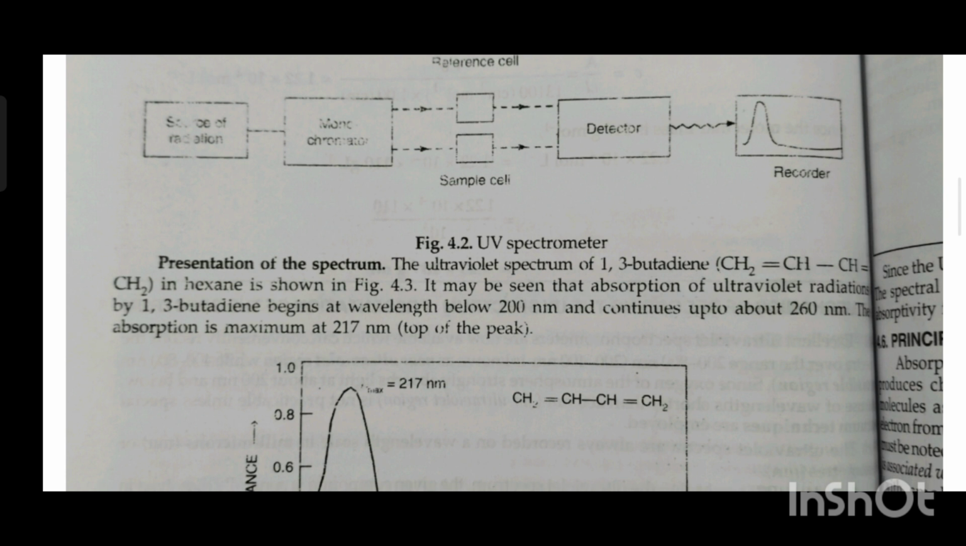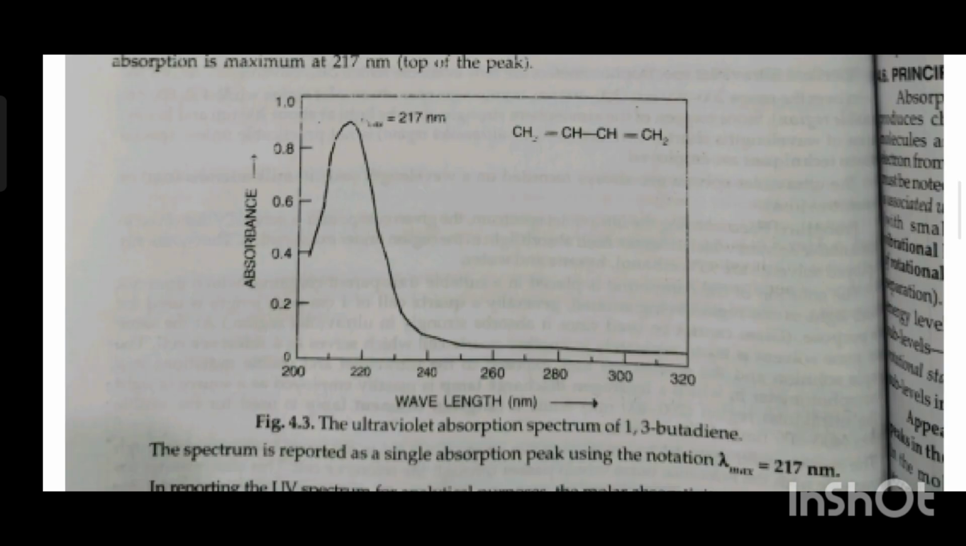It may be seen that the UV radiation absorption is maximum at 217 nanometer, peak to peak. The spectrum is observed as a single absorption peak, using the notation lambda max equal to 217 nanometer. In reporting the UV spectrum for analytical purposes, the molar absorptivity epsilon, which indicates the intensity of absorption at the wavelength of maximum absorption, is also quoted along with the lambda max.